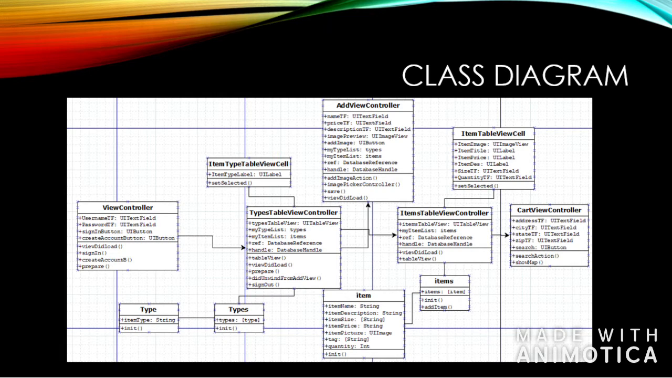And then from the items table view controller you can go to the cart view controller, and I didn't really know how to set this up where you can actually check out and pay for it, so I thought implementing the map to the return address could be useful. Maybe not in the right area, but you can type in the address in the address text field, city text field, state, and zip, and you would search it and it'll give you the directions from the address you inputted to the return address. And that's about it for the class diagram.